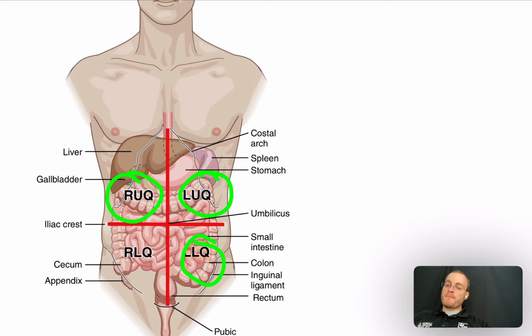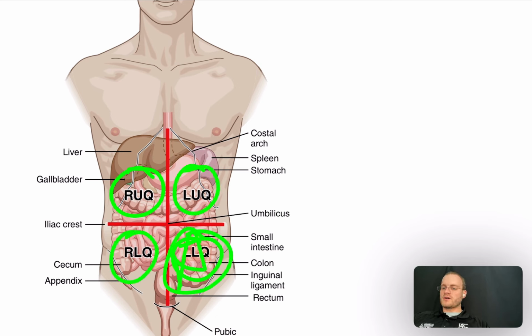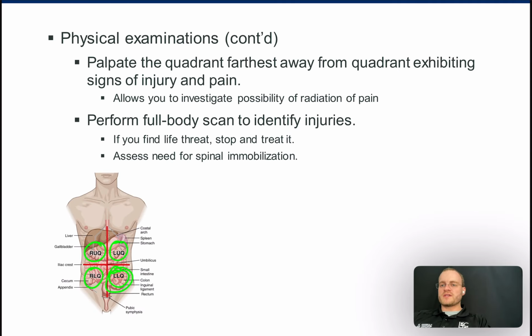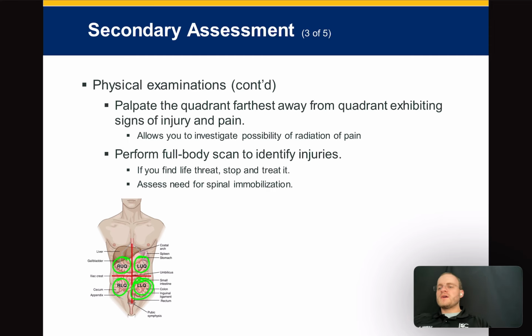So for example, they have a big bruise to the left lower quadrant. This is all bruised up. Don't go and touch the left lower quadrant first. You would touch up here, and then up here, and then up here, and then you would finish down here, okay? And so that's something to know when we do an abdominal exam. Palpate the quadrant furthest away from the quadrant exhibiting signs of injury or pain. This will allow you to investigate the possibility of radiation of pain, and it also keeps them from immediately guarding anytime you touch them, okay?